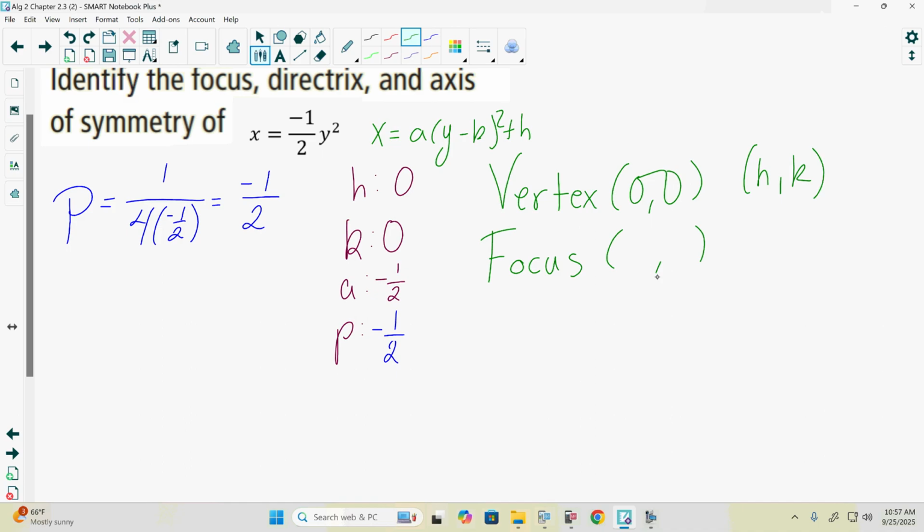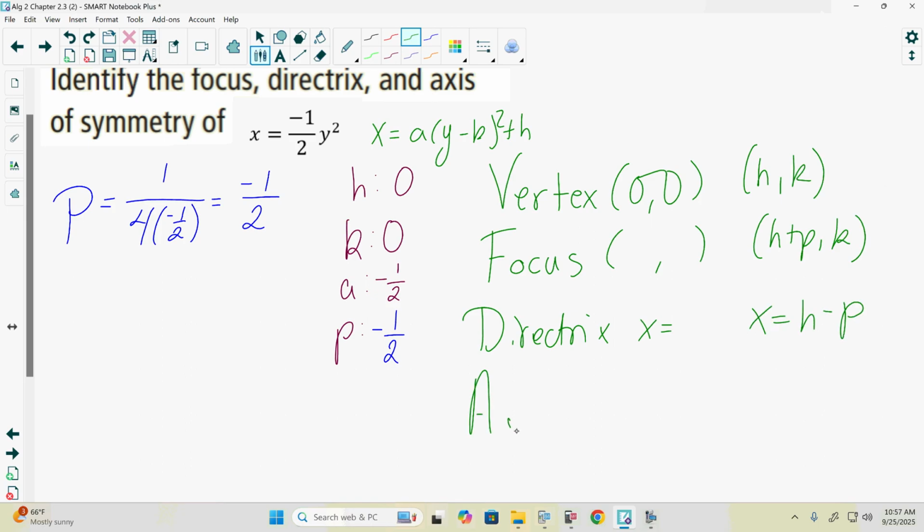Okay, since it is x equals, the focus would be h plus p comma k. Directrix, the general form is x equals h minus p. Axis of symmetry, y equals k in the general form. So y equals 0. So the nice thing with these equations, even with our other forms, is we just get h and k. We can plug that in. The only thing we have left to do is find out what h plus p is and h minus p.